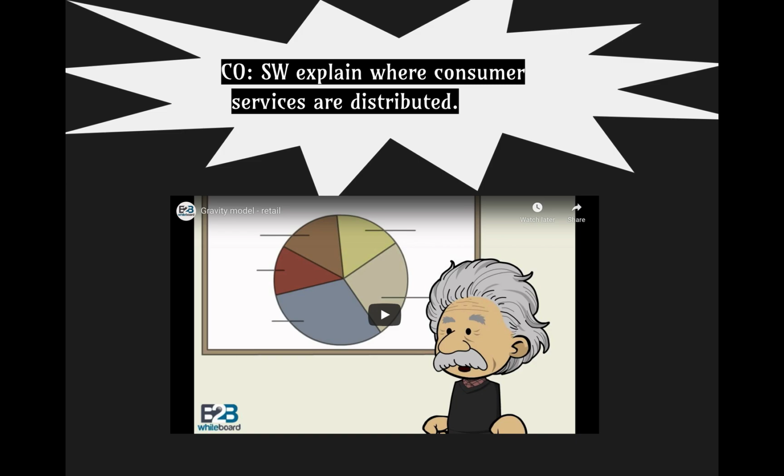Chapter 12, Services, Key Issue 2, Content Objective. Where are consumer services distributed? So students will be able to explain where consumer services are distributed.